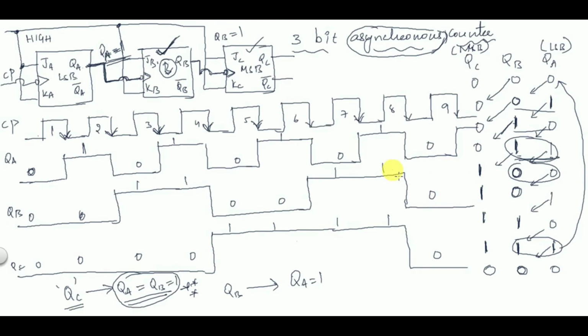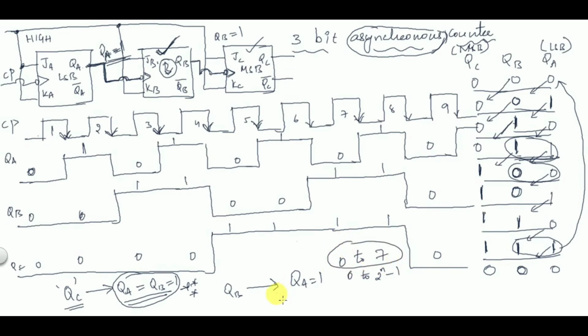Okay, the counter restarts again. So if you observe here, 0 0 0, 0 0 1, 0 1 0, 0 1 1, 1 0 0, 1 0 1, 1 1 0 and 1 1 1. That means the counter counts from 0 to 7. That is 0 to 2 power n minus 1. So n here is 3, so 2 power 3 minus 1. So the total number of states will be 8 totally. Okay, so this is how an asynchronous counter works. I hope you have got a complete idea regarding this.